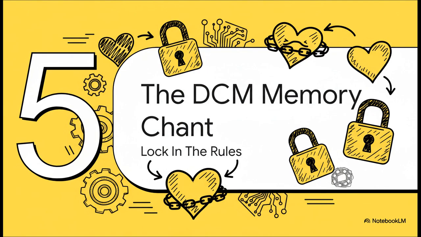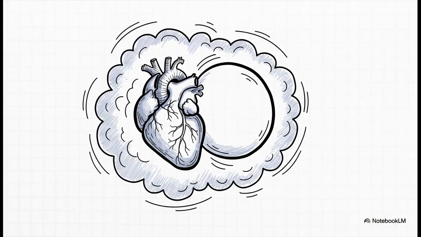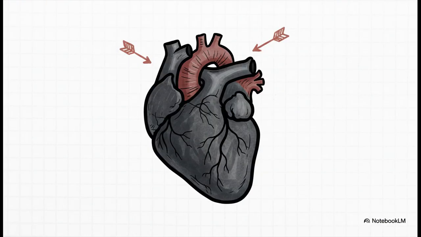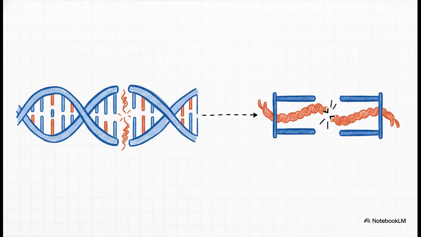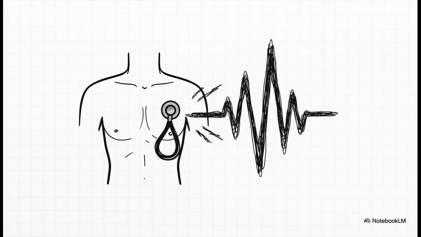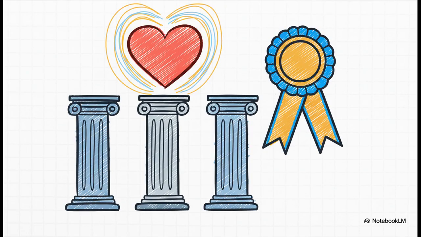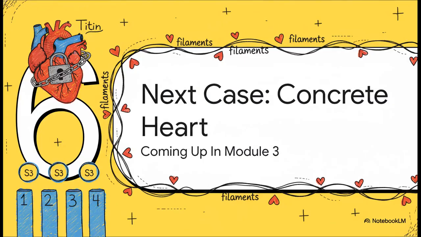All right, let's lock this knowledge in for good. It's time for the DCM memory chant. Ready, Sarah? Let's do it. Dilated is a balloon. Systolic is the doom. Titin is the gene. Dr. Collins and Sarah, S3 is the scene. 4 pillars for the win. Okay, balloon heart is locked, Titin, S3, and the 4 pillars.